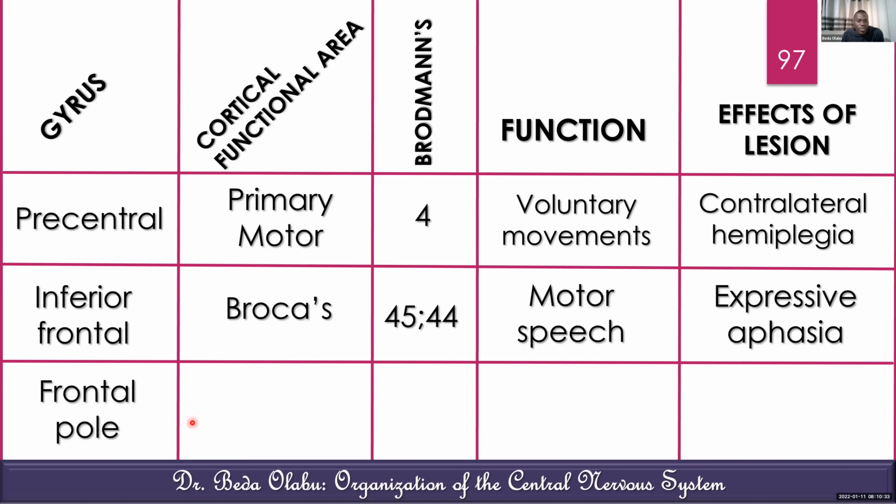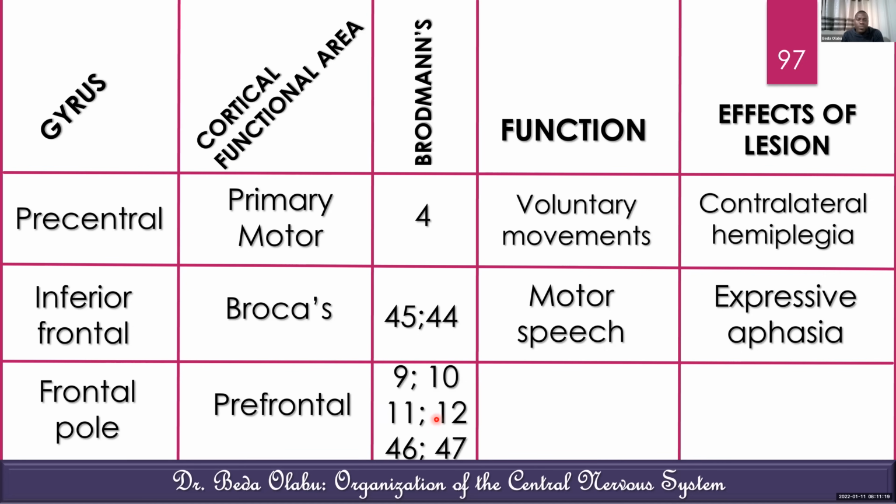The next gyrus I want to talk about is what I call the frontal pole. It's a big region indeed, and the cortex housed in that frontal pole is known as the prefrontal cortex. This extends from all those Brodmann areas indicated. Area 9 is the anterior-most part of the superior frontal gyrus. Area 10 is the anterior-most part of the middle frontal gyrus. Area 11 is the anterior-most part of both the middle as well as the inferior frontal gyrus.